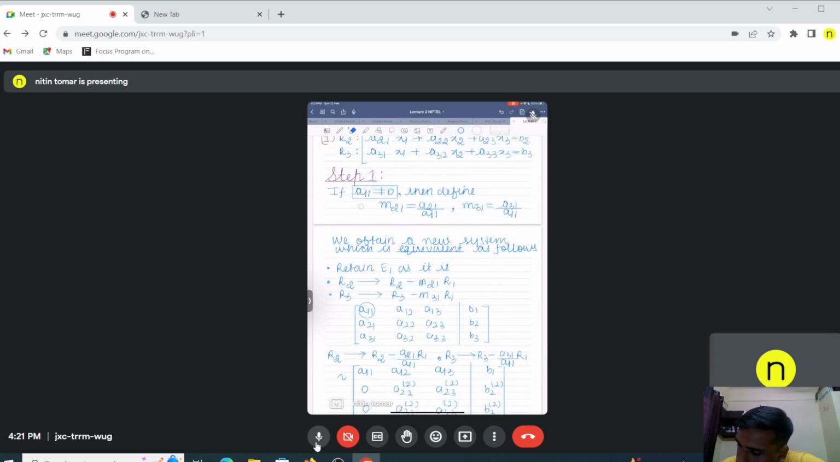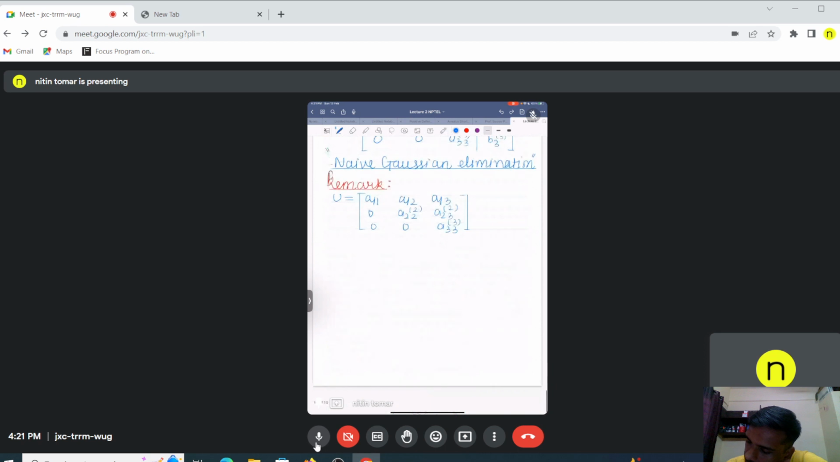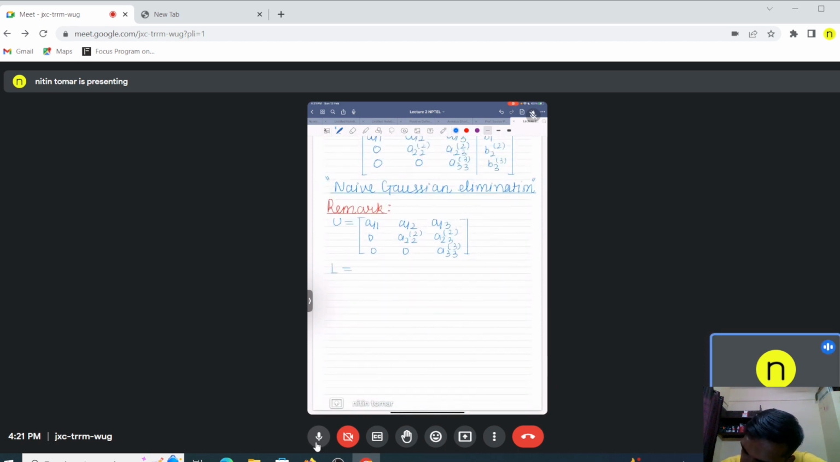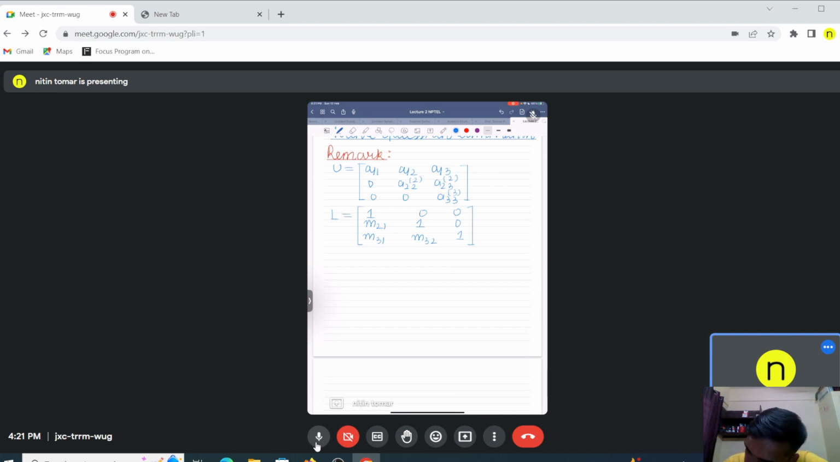M21. How are these coefficients coming into the picture? These are precisely these coefficients, right? So then you define a lower triangular matrix, U for upper triangular, L for lower triangular, okay? You define this: 1, 0, 0; M21, 1, 0; M31, M32, 1. Now I will do some computation which might be boring, but it will be very interesting to see what happens.